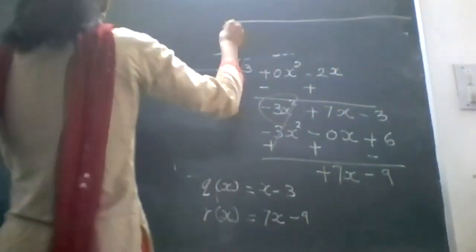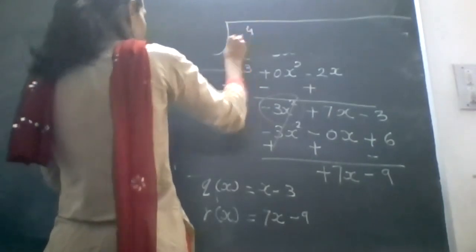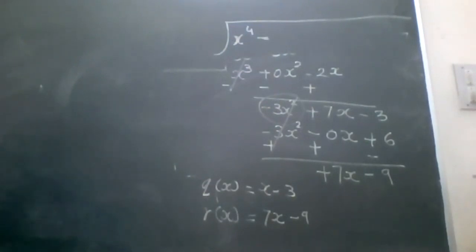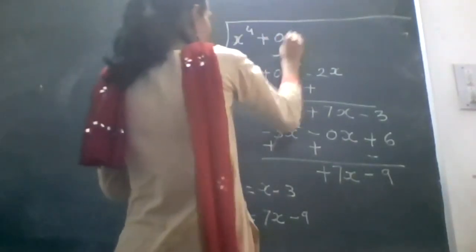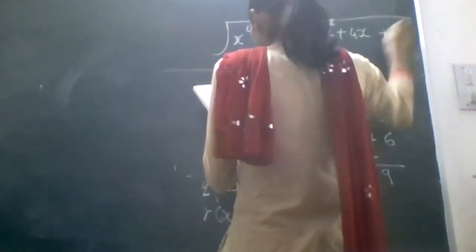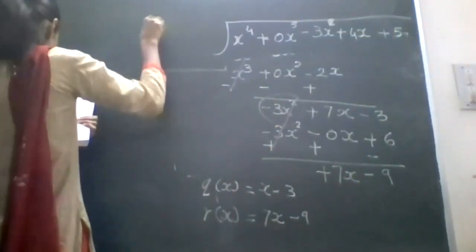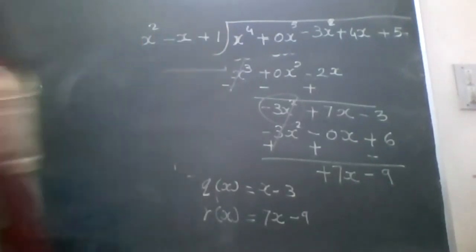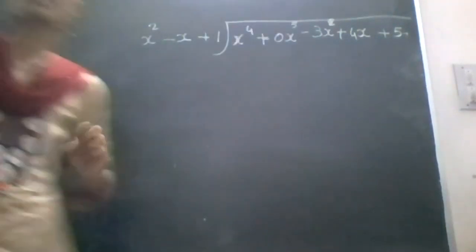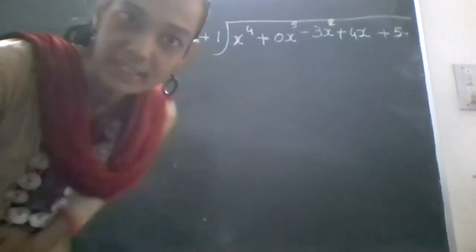Write it. Okay, the second question is x to the power 4. Here cube is not given. Is it given? No. So what will we write? We will write plus 0x cube minus 3x square plus 4x and plus 5. And we have to divide it by x square minus x plus 1. Now I am going to erase everything. Just now try to understand, and do it as homework only.